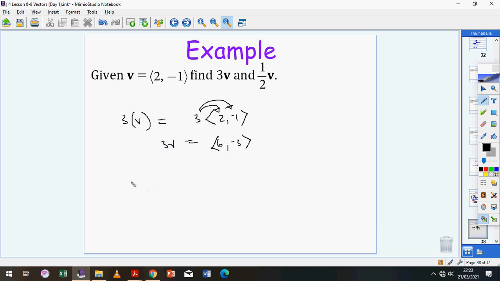And a half of v means I'm multiplying everything in the initial vector by a half, or dividing by 2. So this will give me (1, negative a half). That is what a half of v is. Now I know that in your books it's going to be hard to write these things in bold, so you can just represent them with a squiggly on top. Squiggly on top means that it's a vector.